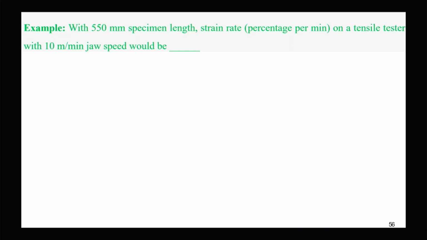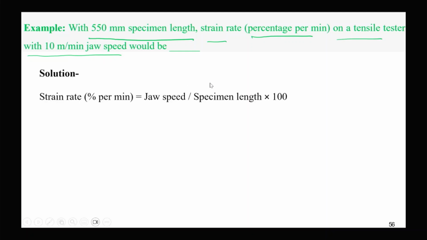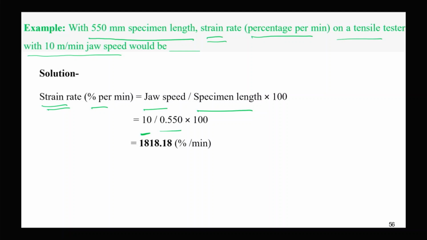With 550 millimeter specimen length, the strain rate in percent per minute on a tensile tester with 10 meter per minute jaw speed would be the jaw strain rate. So strain rate is equal to jaw speed by specimen length. So jaw speed is 10, specimen length is 0.55, so 550 millimeter, so 0.55 meter, so 1818.18%. That is the strain rate.